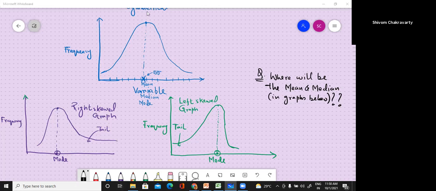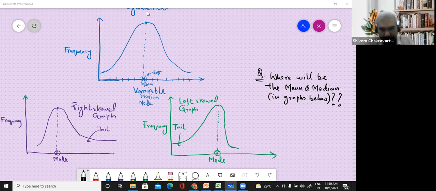Yes. So what does everybody think? In a right skewed graph, where will the mean be with respect to the mode? Mode we have drawn already. Where will be the mean?